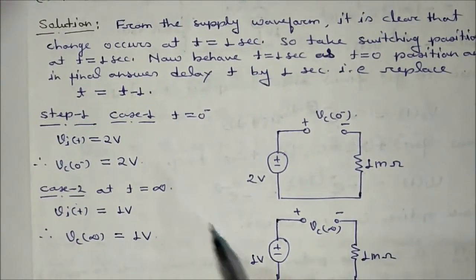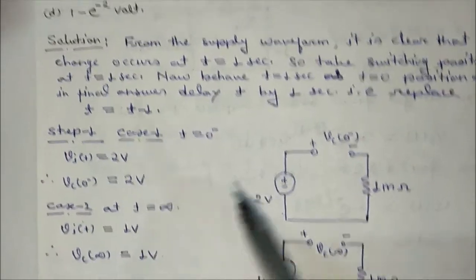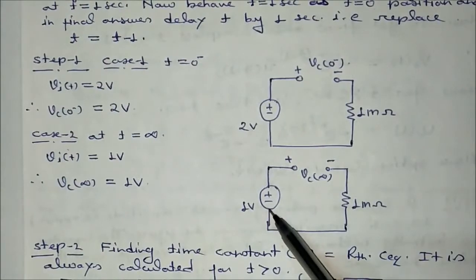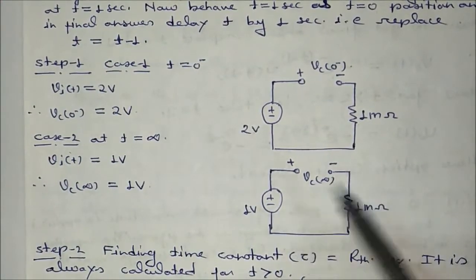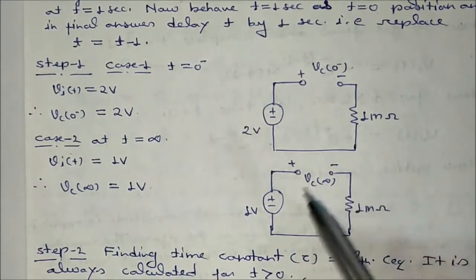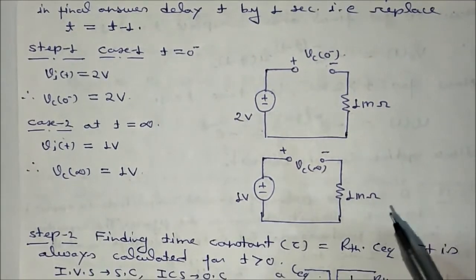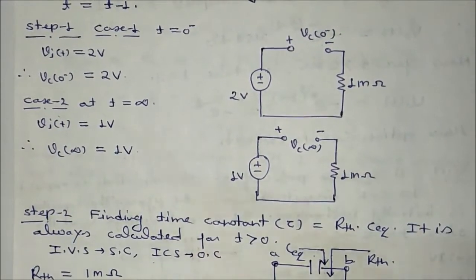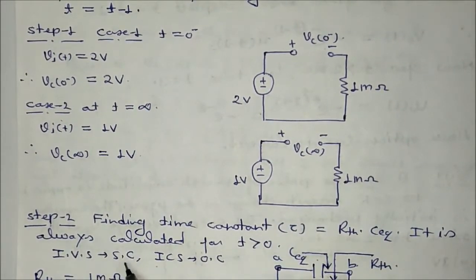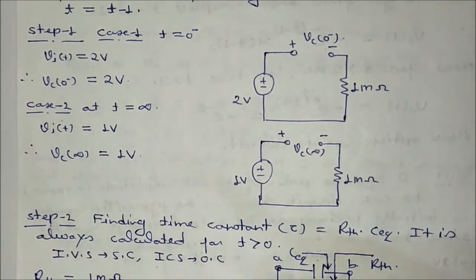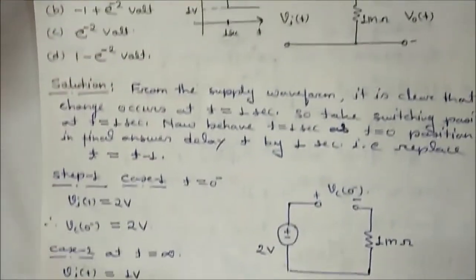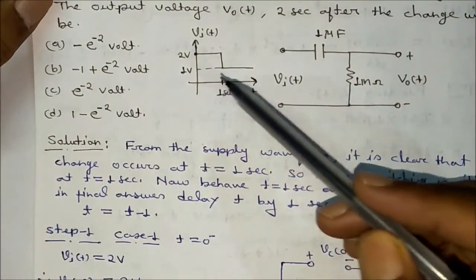Now case 2, at t equal to infinite second, what is happening? The value of the voltage Vi becomes 1 volt, so I have taken this 1 volt, and again the capacitor will be open circuited. What you will get is VC(infinite) exactly equal to 1 volt. Now the next step is to get the time constant value, that is R_TH into C equivalent. It is always calculated for t greater than 0, where independent voltage sources are short circuited and independent current sources are open circuited.